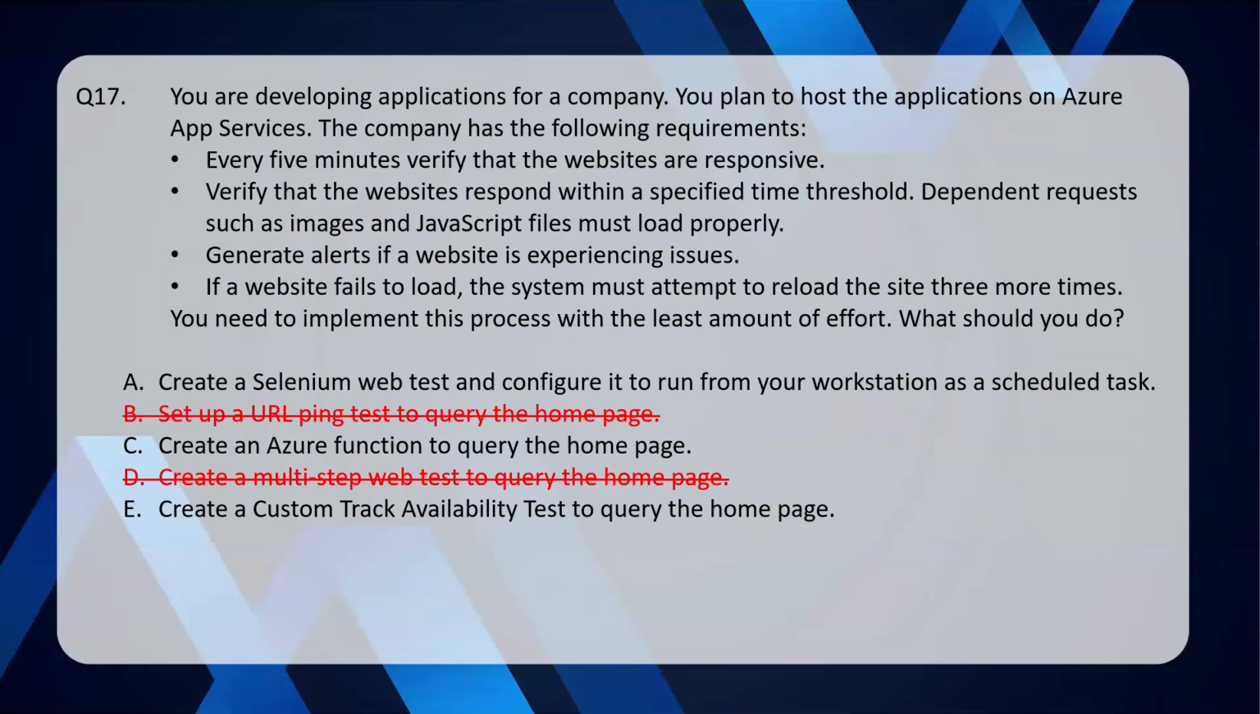Azure function requires custom development and retry logic, which means more effort, and we need to minimize the effort, so let's rule it out as well. Now Selenium test from workstation again requires manual setup and scheduling, so we will rule it out as well, leaving us with the correct option, which is option E, create a custom track availability test to query the home page.